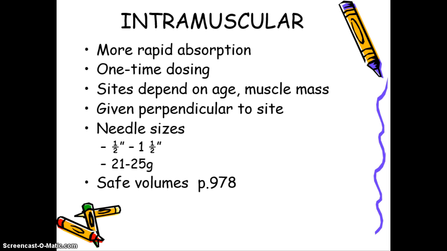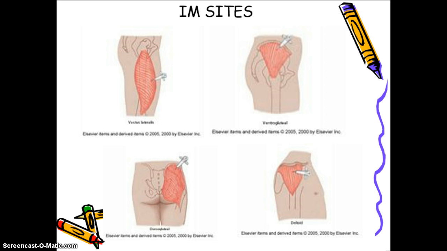Typically, we want to see a 21 to 25 gauge. Really, a 21 is getting kind of big, so if you can use those smaller gauges, that's going to be better. Rule of thumb for volume is if you have someone less than a year, then we want to keep the IM administration under 1 ml. This is just photos of different sites, and they were discussed at length in the video, so I'm not going to spend a great deal of time discussing them.